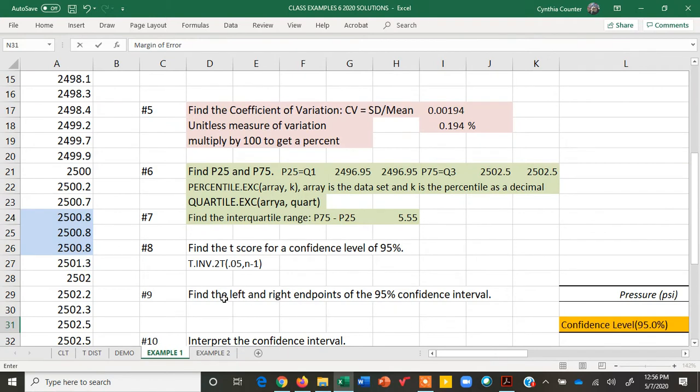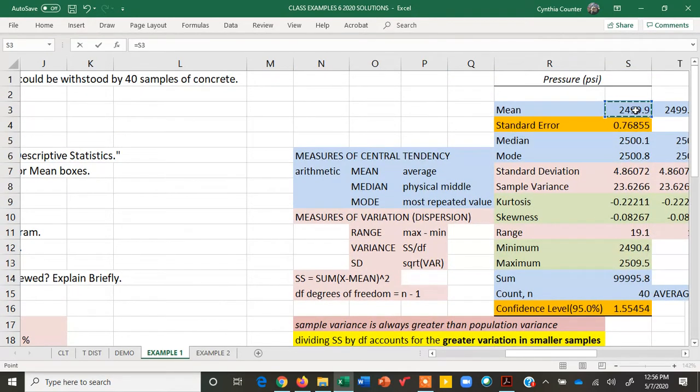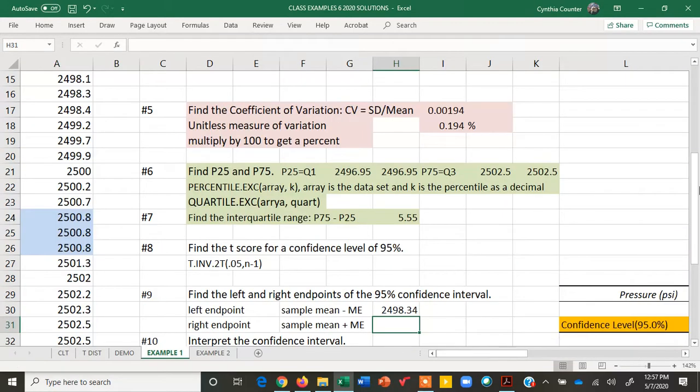And when you construct a confidence interval from the mean, you are going to get your left endpoint by finding the sample mean minus the margin of error, and you get your right endpoint or your upper bound by taking the sample mean and adding the margin of error. So doing it easily like this, you go equals the sample mean, which was in our summary statistics. So here's our sample mean. We will subtract the margin of error.